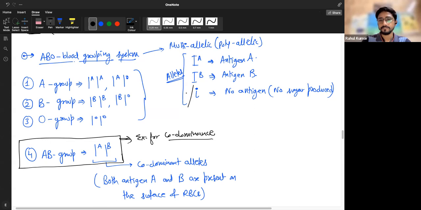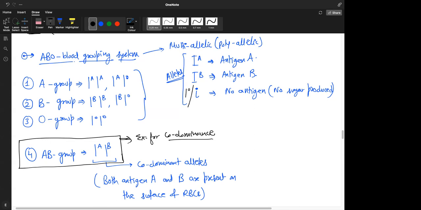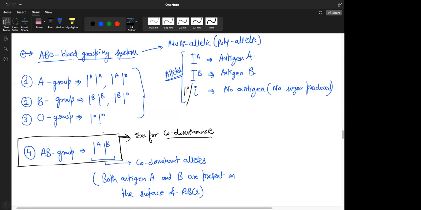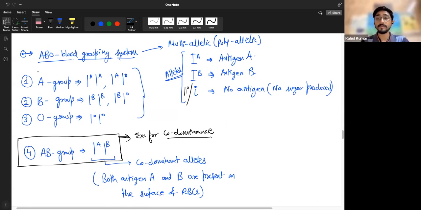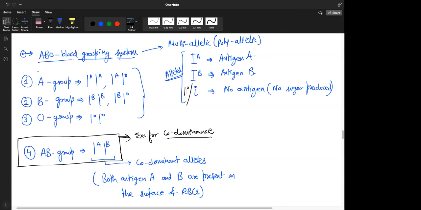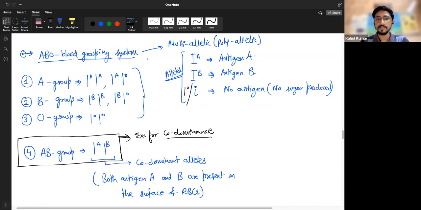IA and IB produce surface antigens on RBC. So A group is because of A antigen present, and A antigen is a sugar. So IA gives rise to antigen A. If someone's blood group is A, it has antigen A. If someone's blood group is B, it has antigen B. And if someone's blood group is O, then it does not have any antigen.